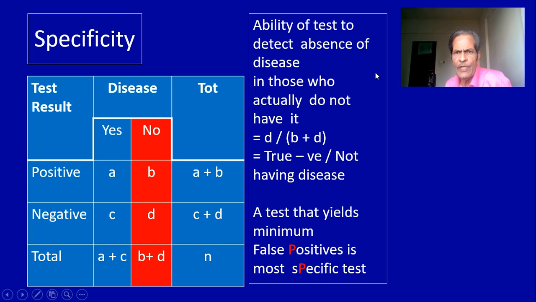The specificity is calculated with the help of the values in this particular column, and the specificity is the ability of the test to detect absence of disease in those who actually do not have this disease. So it is given by calculating D divided by B plus D, that is the true negatives divided by the total number of individuals who are not having the disease. A test that yields minimum false positives is the most specific test.